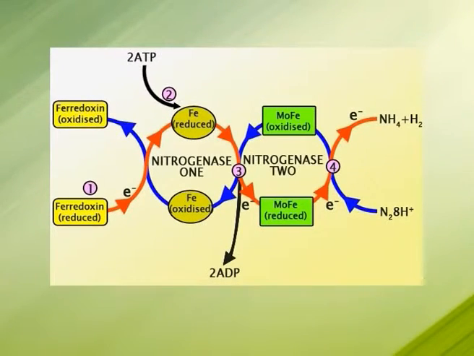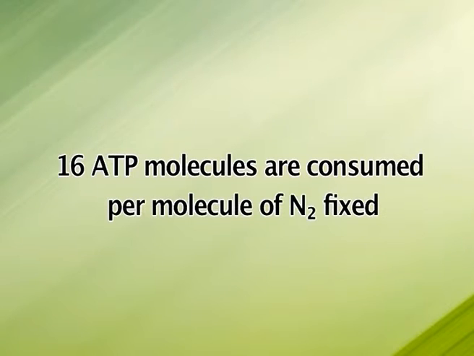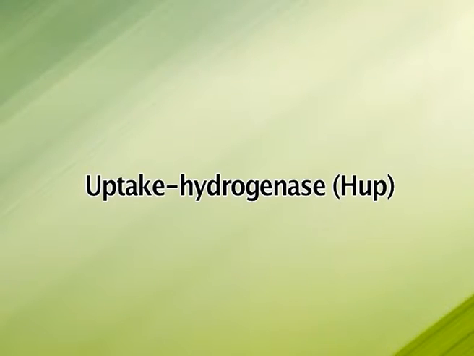8 electrons are required to reduce one molecule of nitrogen to a molecule of ammonia. Of these, 6 are used for reducing nitrogen to NH3, while 2 others are evolved as hydrogen gas. For each electron transferred, 2 ATP molecules are consumed. Thus, 16 ATP molecules are consumed per molecule of nitrogen fixed. Some organisms produce an enzyme known as uptake hydrogenase to partially salvage energy wasted in the production of H2.